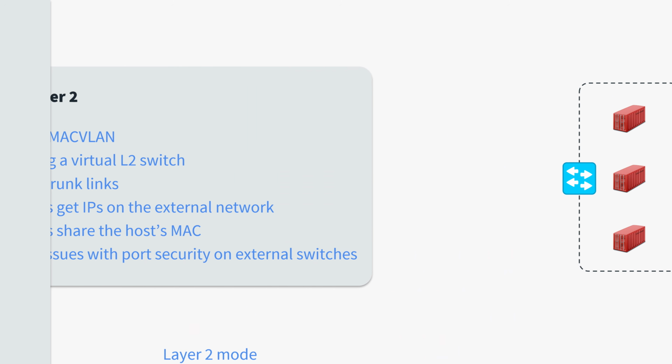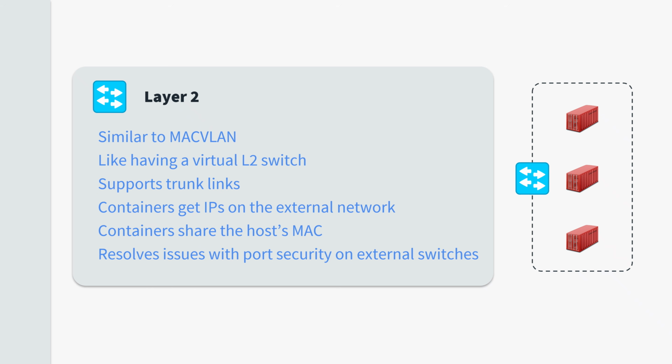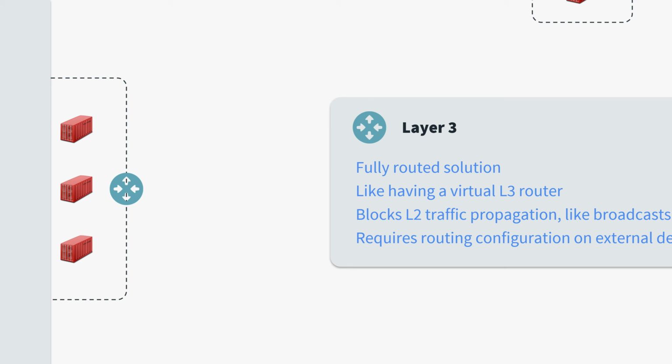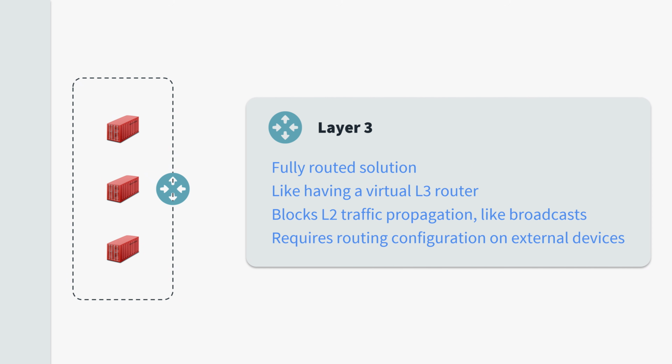Layer 2 mode is the simpler of these two options. Just as with MACVLAN, containers get an IP address on the external network. It still must be in the same subnet as the parent interface. The key improvement is that it shares the host's MAC address. This means only one MAC is ever seen on the upstream switch port, so port security is no longer an issue. Layer 3 mode is a fully routed solution.